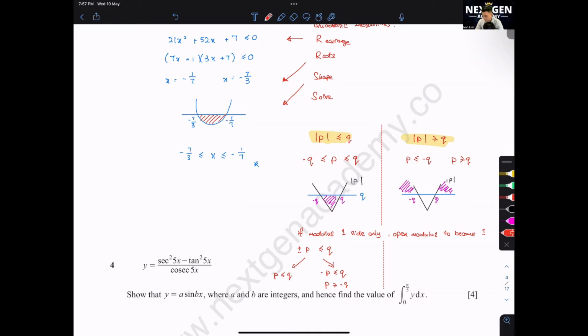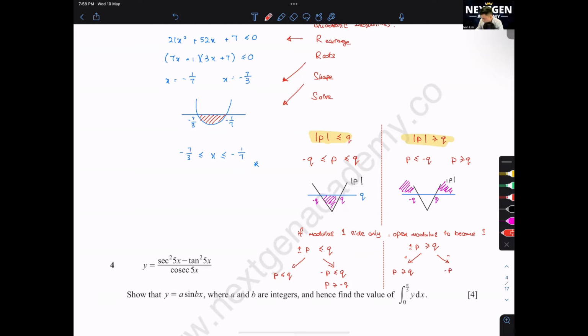Make sense? Same goes for this also. We are using the same formula, so you don't have to memorize any formula. You just need to know that. This one you have to know already: your modulus, when you open it up, becomes plus minus, right? So this one will be plus minus P more than or equals to Q. So here will be 1 plus, 1 minus, so positive: P more than or equals to Q.